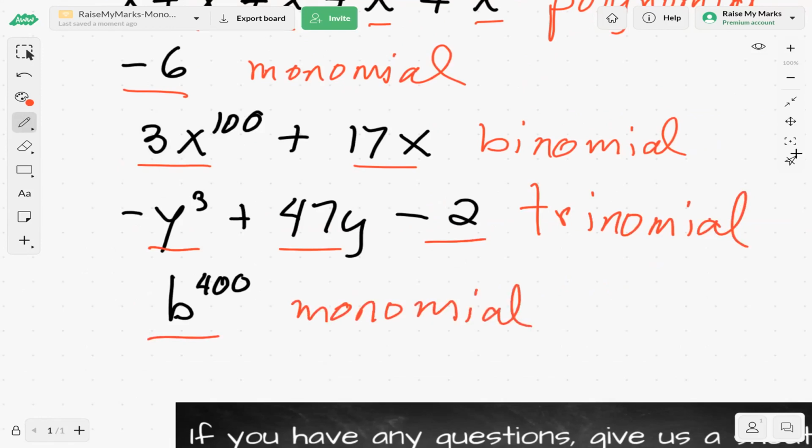So pretty simple. So notice that terms are separated by an operation that's either a plus or a minus. Something to keep in mind.